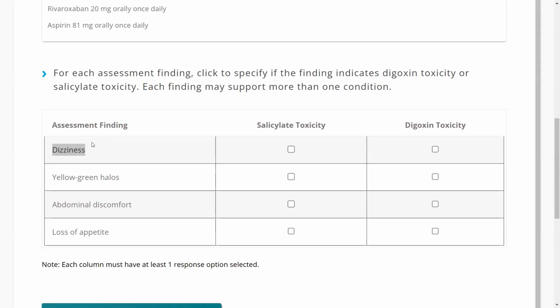All right, so number 1 equals dizziness. What we see is that dizziness is a symptom of aspirin overdose or digoxin overdose or both, and if it's both, I want you to acknowledge that. What about the yellow green halos? That would be number 2. For number 2, what we see is yellow green halos in salicylate toxicity or digoxin toxicity. I want you to walk it out like that.